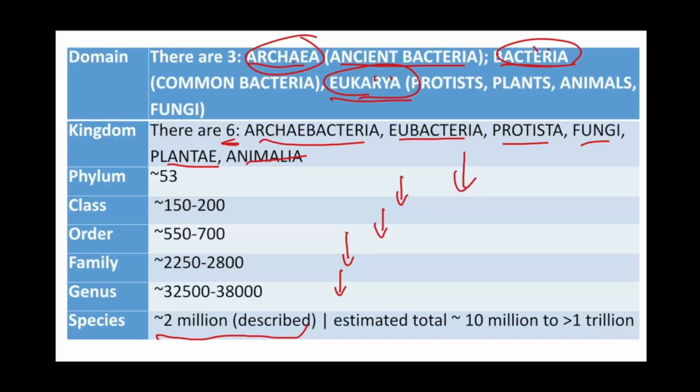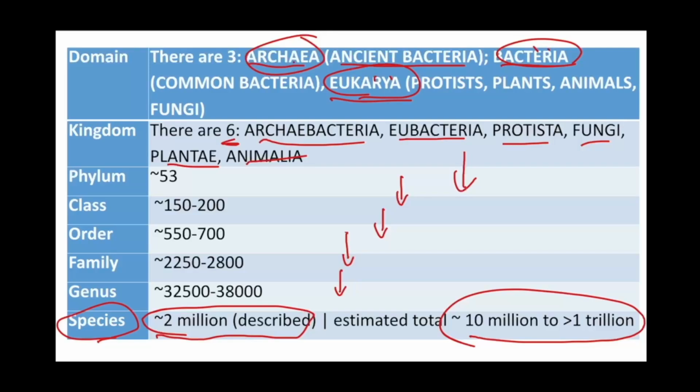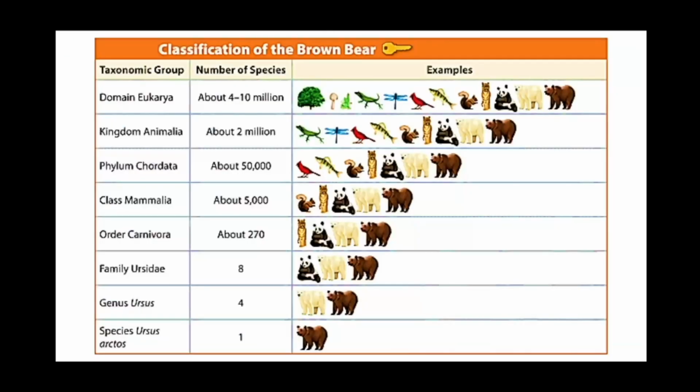You'll see it gets bigger and bigger and bigger until you get to species, and there have been 2 million species described, but they believe that there's anywhere from 10 million to 1 trillion different species on the planet. So when you get to the species level, you're talking about one specific thing. Domain level is very general. It's talking about many different things, or different animals or organisms.